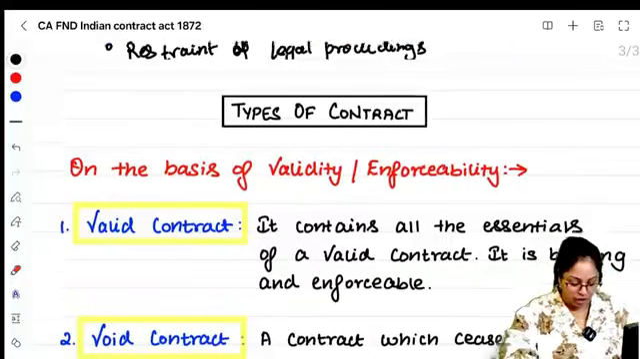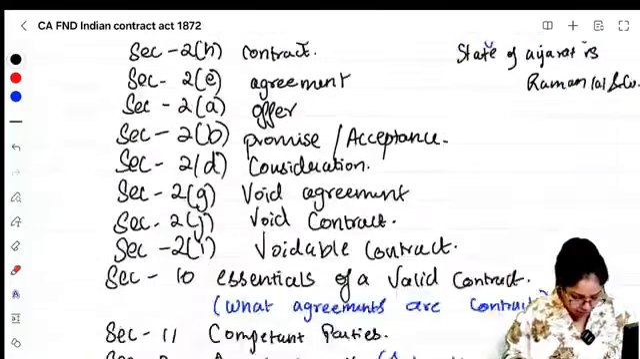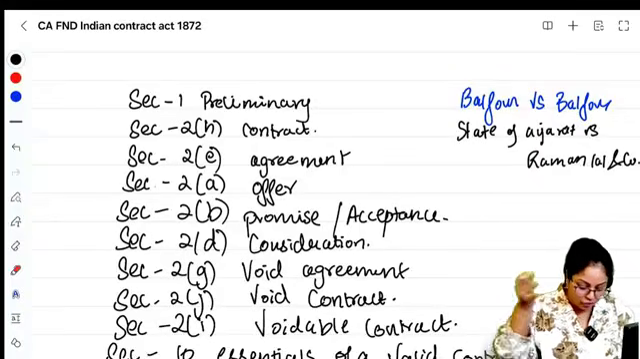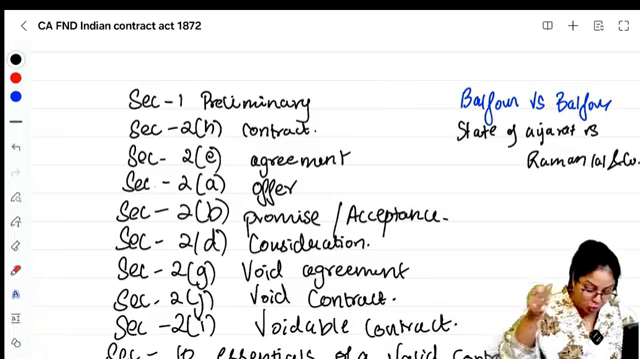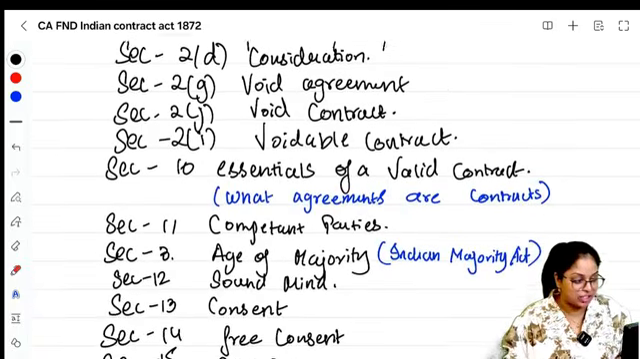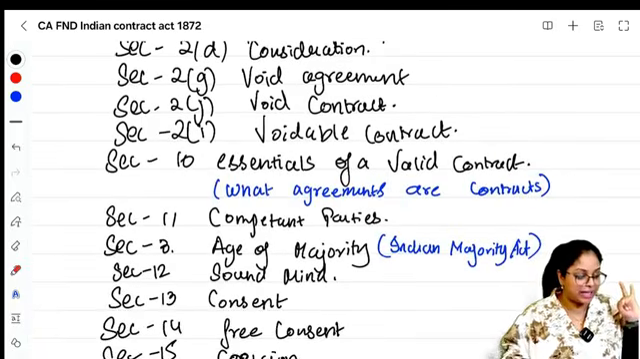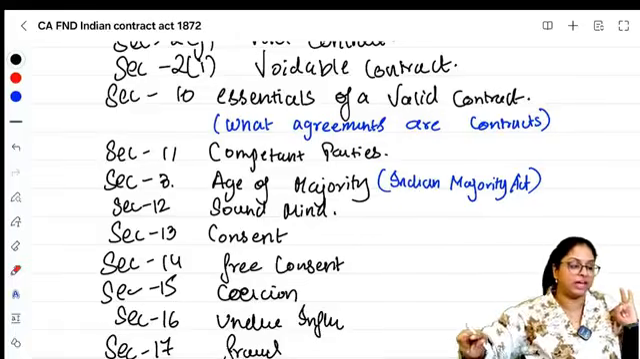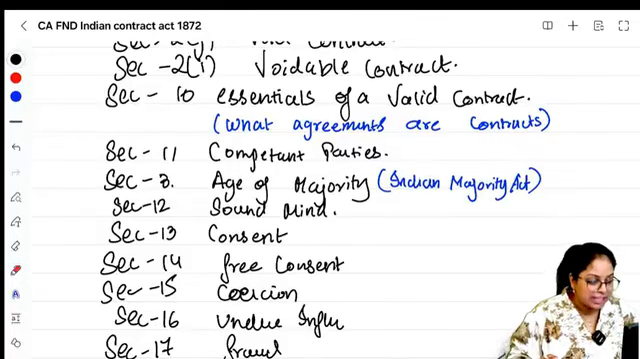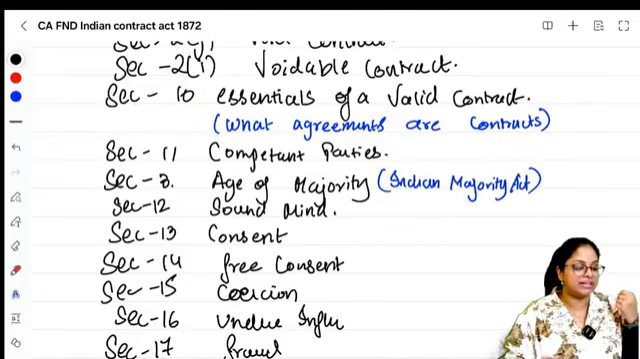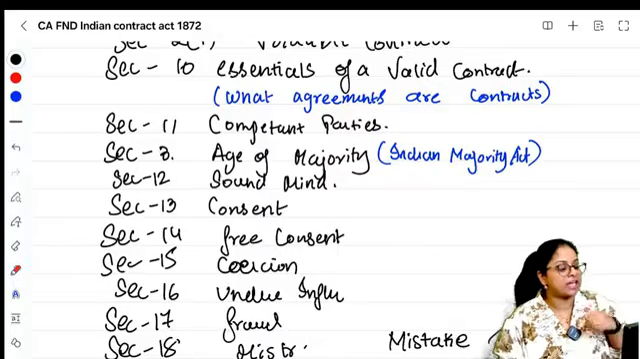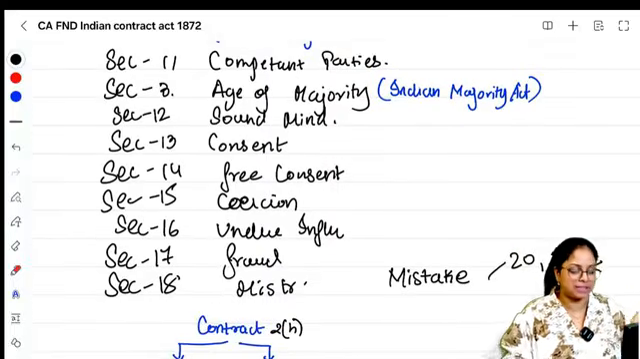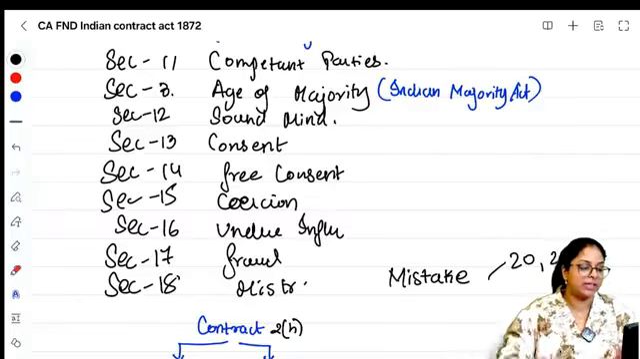Then we studied types of contracts. If we look at the sections, 2(1) we did preliminary, 2H is contract, 2E is agreement, 2A is offer, 2B is promise or acceptance, 2D is consideration, and then we went to 10, which is essentials of a valid contract, 11 competent parties. Section 3 of the Indian Majority Act says that if you are 18 or above, you will be called a major. Section 12 is sound mind. Section 13 consent, section 14 is free consent, 15 coercion, 16 undue influence, 17 fraud, 18 misrepresentation, leave 19, 20, 21, 22 is mistake.